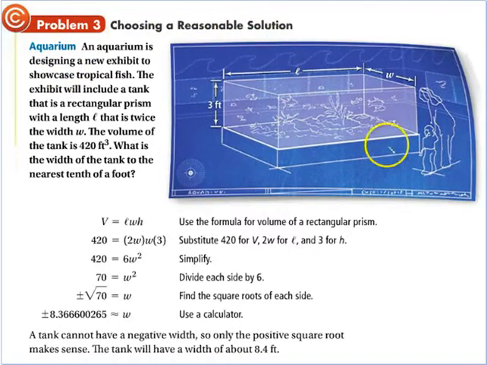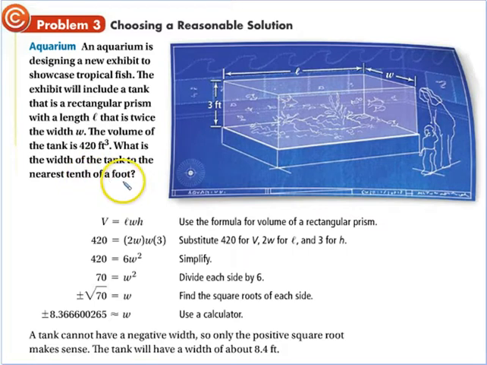Reasonable solution. An aquarium is designing a new exhibit to showcase tropical fish. You'll notice that the exhibit looks like this. The exhibit will include a tank that is a rectangular prism with a length L that is twice the width W. The volume of the tank is 420 feet cubed. What is the width of the tank to the nearest 1/10 of a foot?